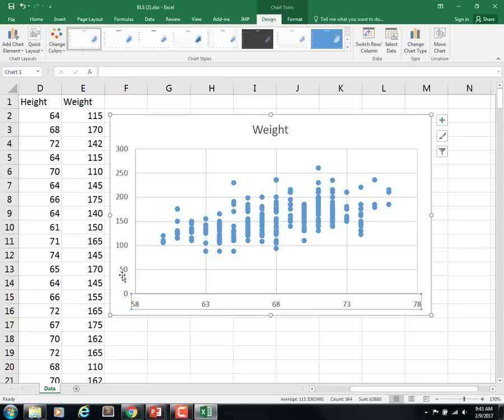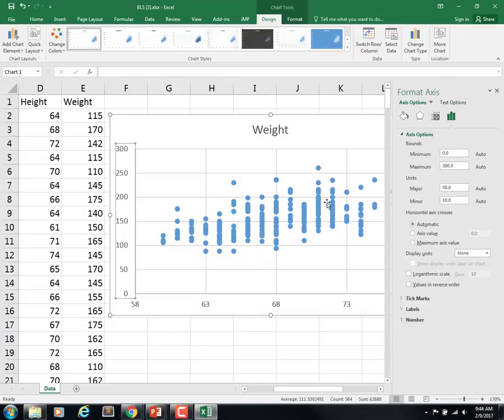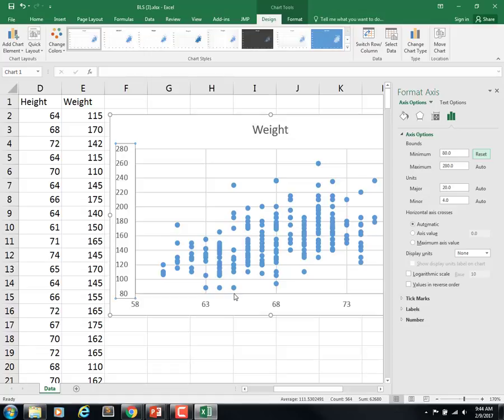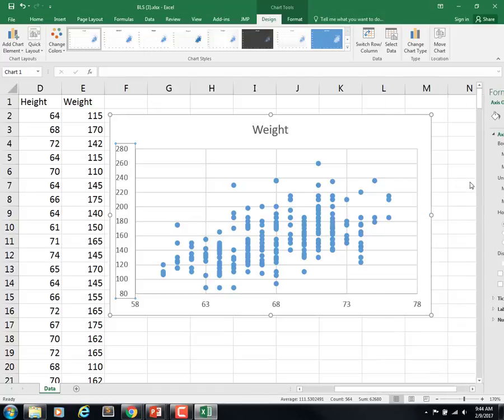Notice too that the y-axis starts at 0. Looks like we're down at 88 is kind of the smallest for weight. So let's format that to maybe 85. I don't like that. Let's go 80. I didn't like it because the dot was going over the thing. Right? And it'll automatically set the maximum to an auto for us.